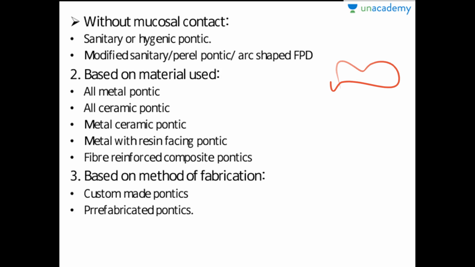Then based on the material used, it can be all metal pontic, that is, the missing tooth that is replaced is composed of all metal. Then it can be all ceramic pontic. Then it can be metal with resin facing pontic or fiber reinforced composite pontic. So these are the different types of pontics based on the requirement.